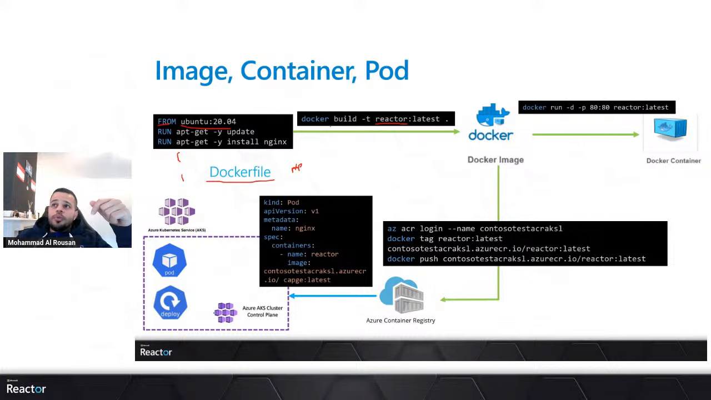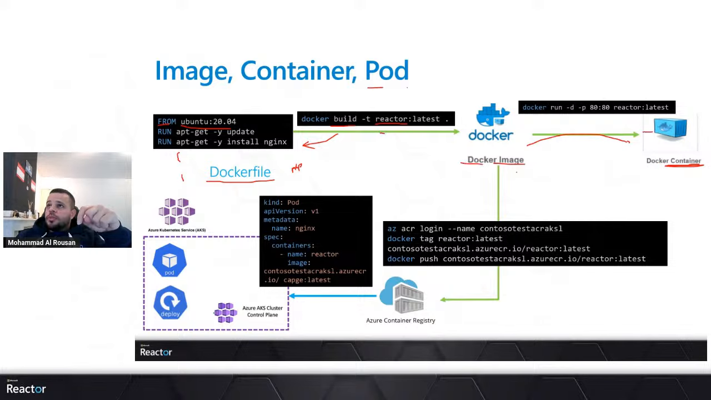Once you build the Dockerfile, you will have something called a Docker image, or in general an image. It's not mandatory to call it Docker. So you will have an image, and when you run the image, you will have something called a Docker container. In the offline mode, you call it an image, and when you execute it, you will have the container. So this is the image, and this is the container.